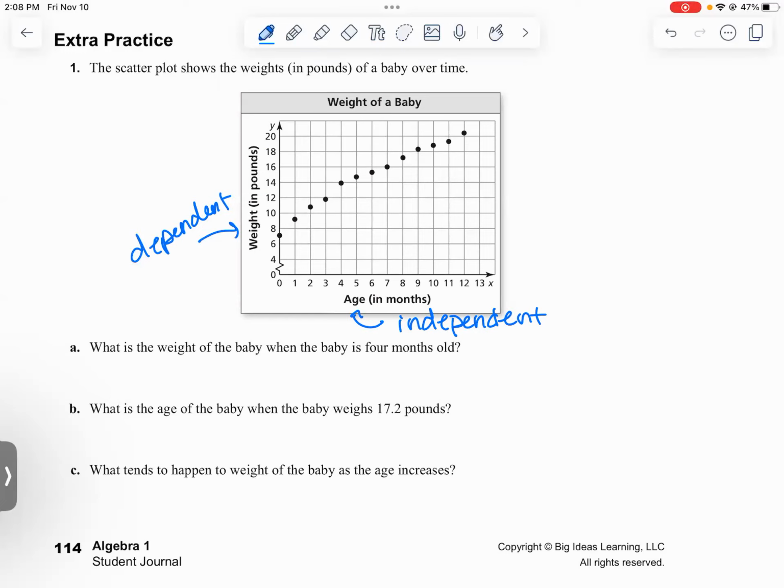Now, the weight of a baby at 4 months old. Here is 4 months old. How much does the baby weigh? 14 pounds. No, this is like average. Like 8 pounds is a lot for a baby. So it looks like 7 is our average weight.